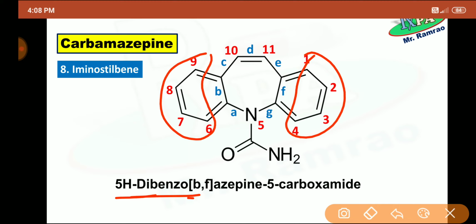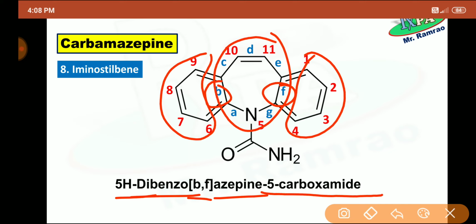Into the square bracket you have to put the letters B, F. Why? Because at the intersection of the B and F sides it is attached with the azepine ring, therefore B, F. Azepine: a 7 membered ring with 1 nitrogen and 3 double bonds is known as azepine.